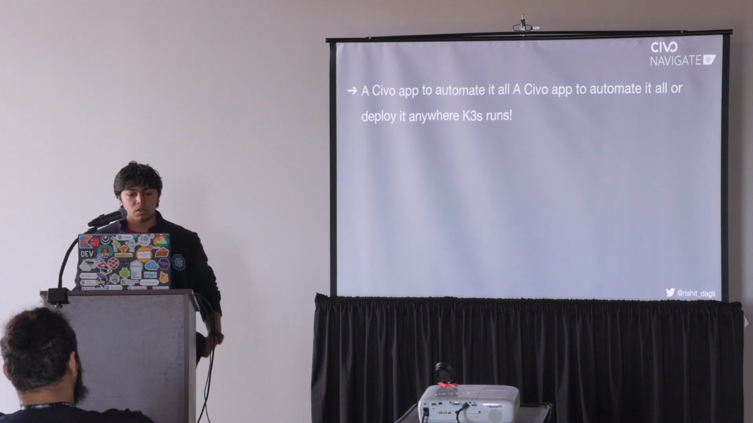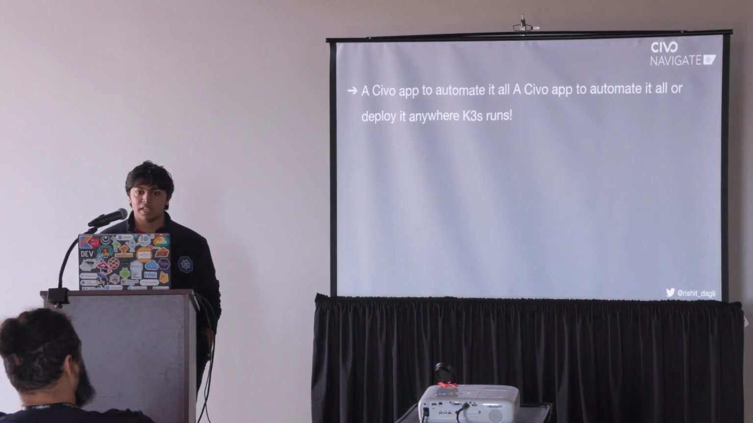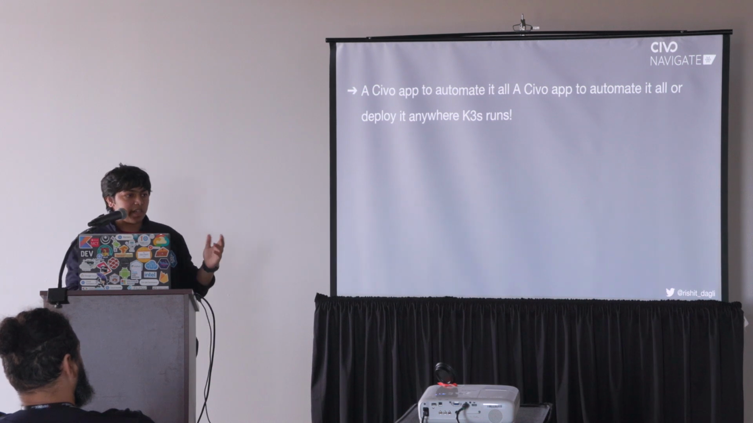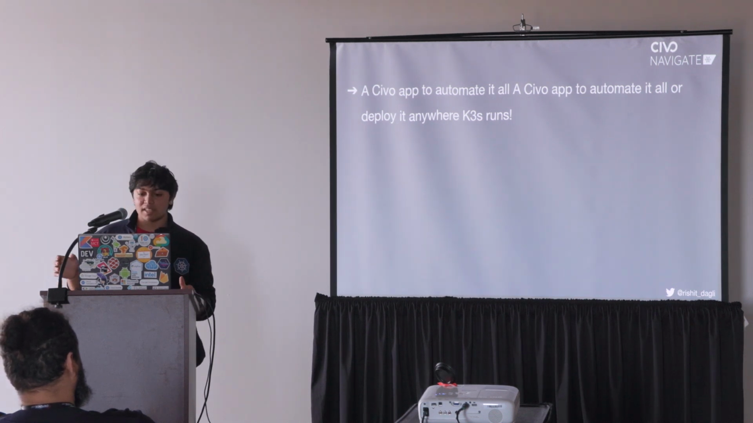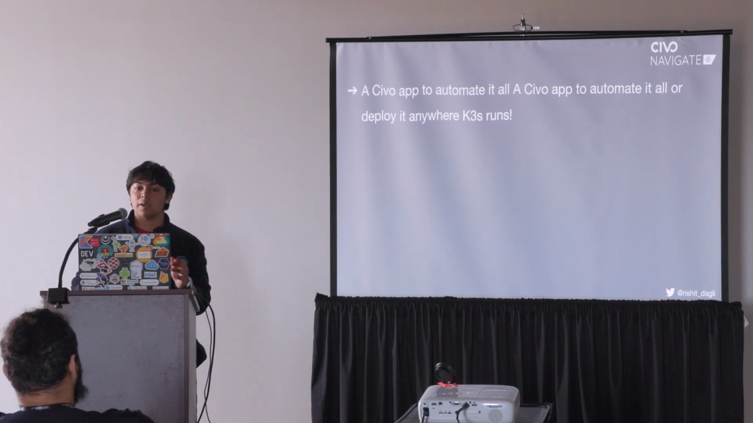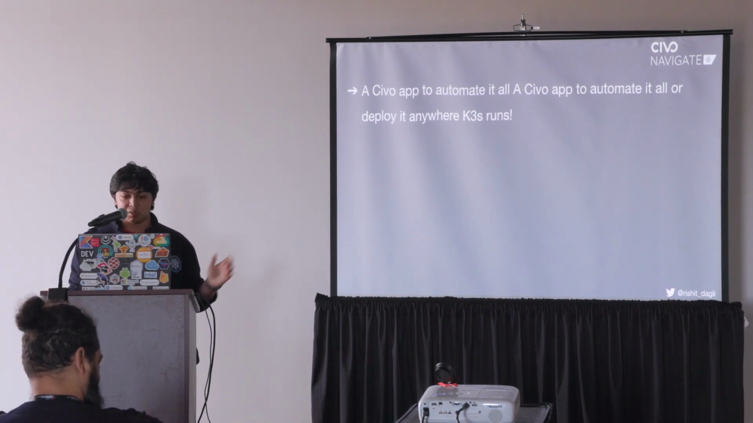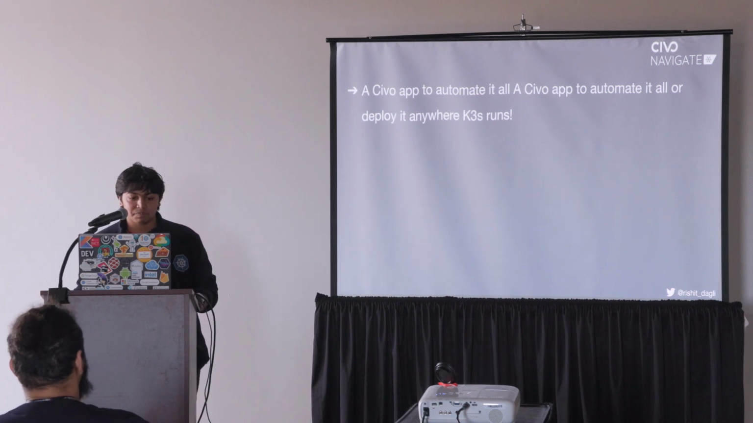Great. So we already saw the Civo application to automate it all, and it's essentially a distribution for K3s. So just like the previous talk was mentioning, there are multiple ways to run K3s, multiple avenues to run K3s. You can run the distribution wherever K3s runs. So yeah, it's not just Civo, but wherever K3s runs.